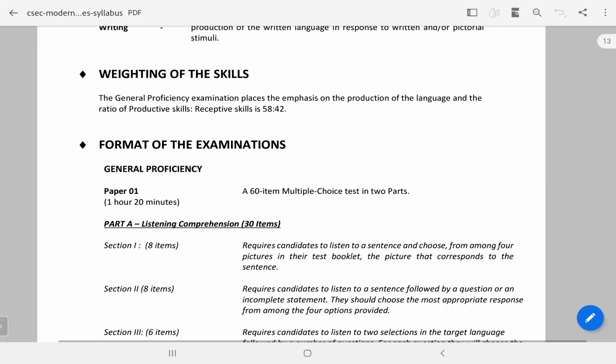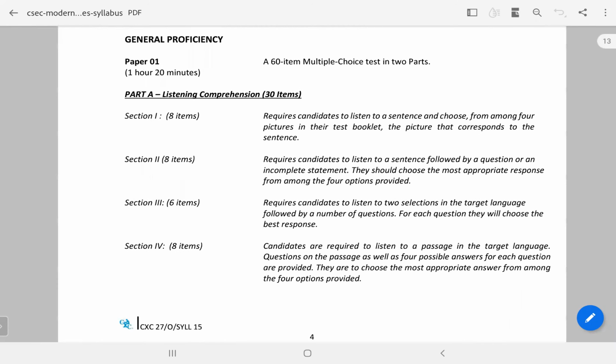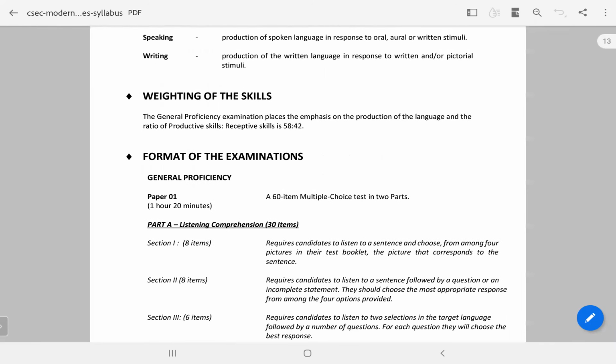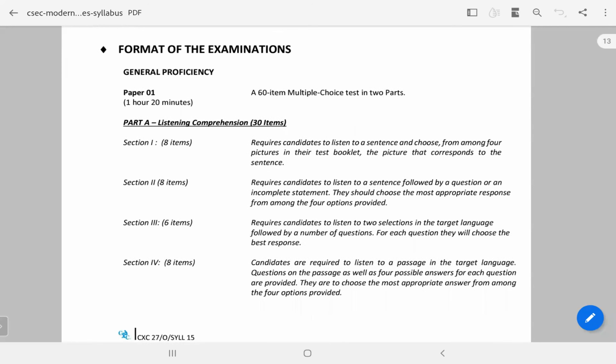So the format of the exam, this may be useful for some students who may not understand the format of the exam. You have paper 1, 2, and 3. Paper 1 is a 60-item multiple choice test, which is in 2 parts. Items 1 to 30 comprise the listening comprehension.